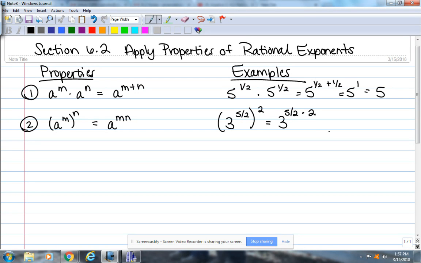Well, I have top times the whole number divided by the bottom, because this one is a fraction and this one is a whole number. So 2 times 5 is what? 10 divided by 2 is what? 5. So this is going to be 3 to the 5th power. And what is 3 to the 5th power? 243. Or we could have put that in our calculator.